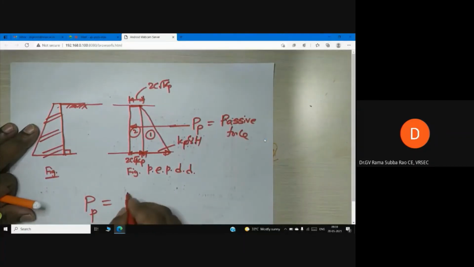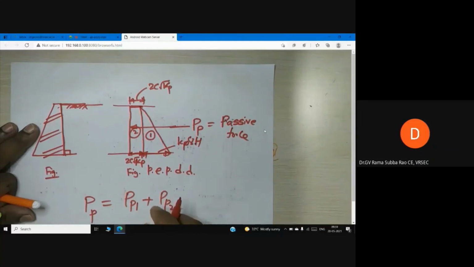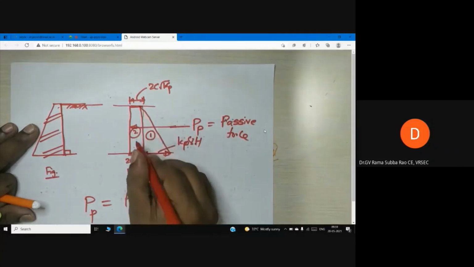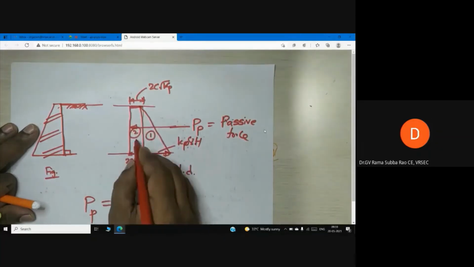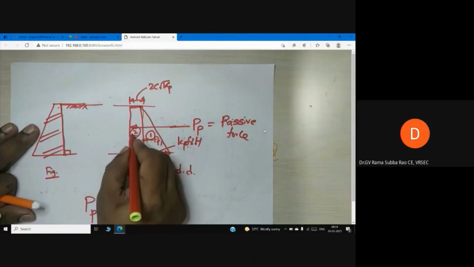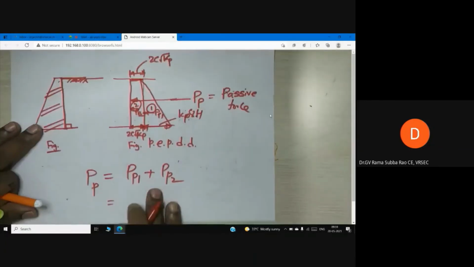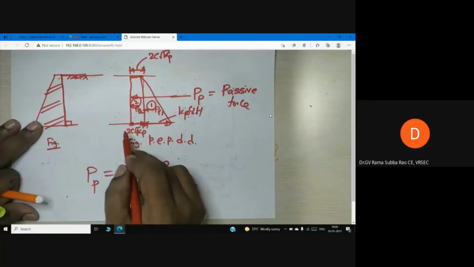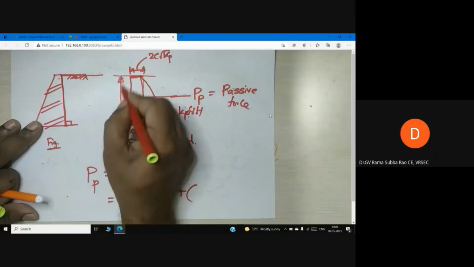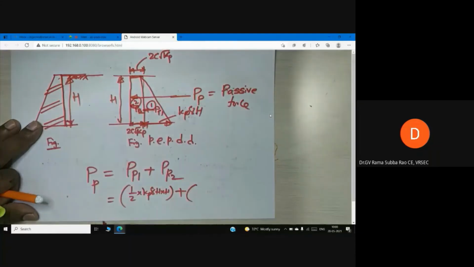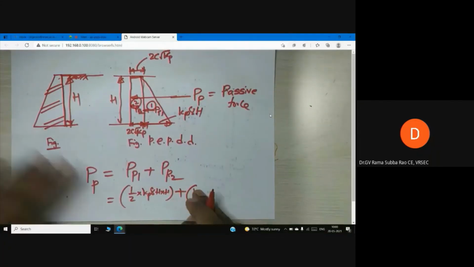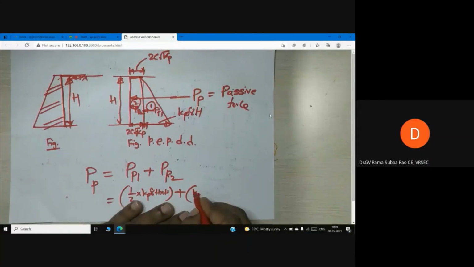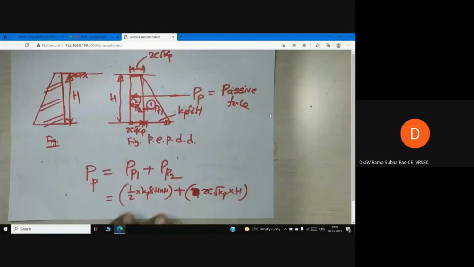So passive force is PP1 plus PP2. Someone can ask me what is PP1? You see this triangle I am designating with 1. This rectangle I am designating with 2. Now PP1 is half base into height, half Kp gamma H into H. Now what about PP2? It is a rectangle. Remember, for a rectangle, length into breadth will come. Here you see H. This is H. I should not ignore H, the height of the wall. Now can anyone tell me the pressure? Let me write it: 2c root Kp into H.